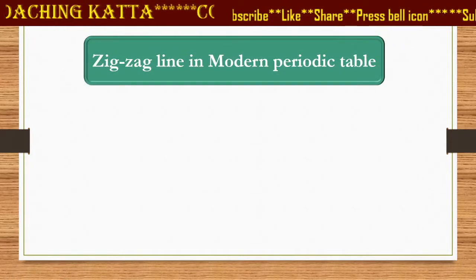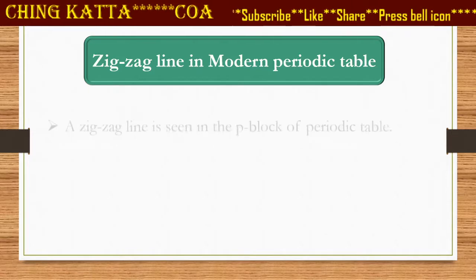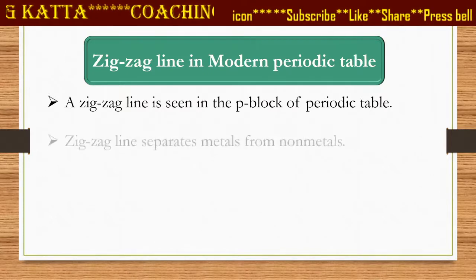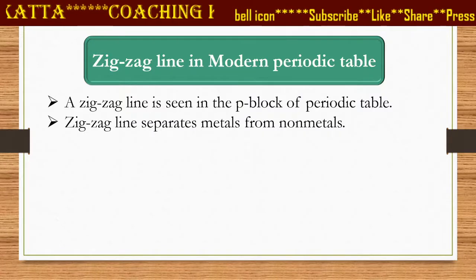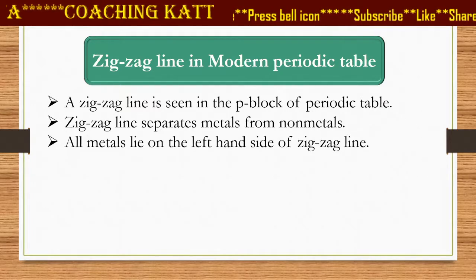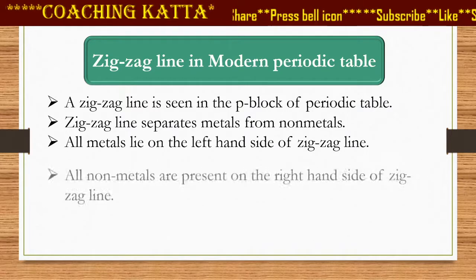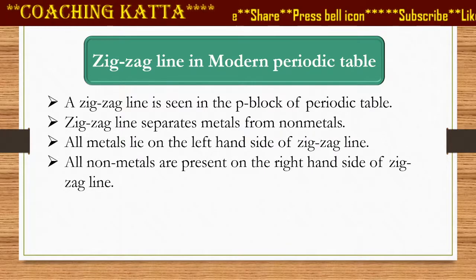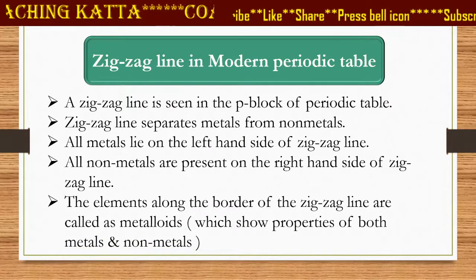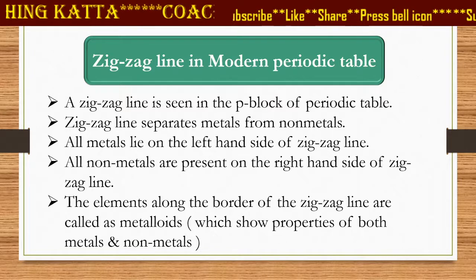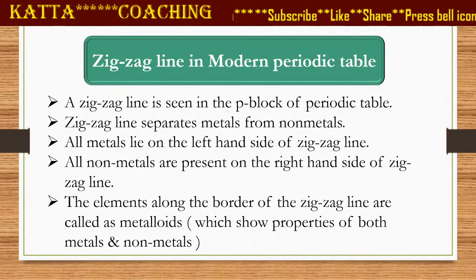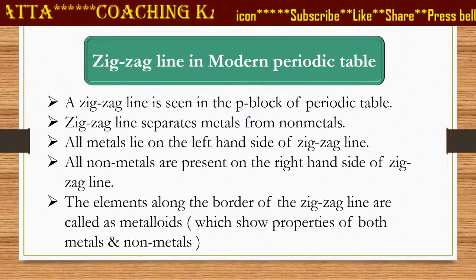Now, the zigzag line in the modern periodic table. A zigzag line is seen in the p block of the modern periodic table. The zigzag line separates metals from non-metals. All metals lie on the left hand side of the zigzag line. All non-metals are present on the right hand side of the zigzag line. The elements along the border of the zigzag line are called metalloids, which show the properties of both metals and non-metals.